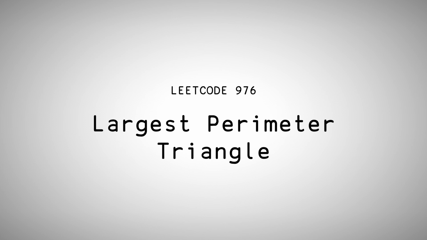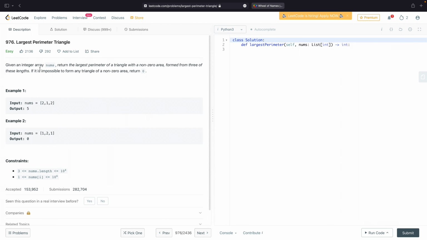Today we are doing the largest perimeter triangle problem. Given an integer array nums, return the largest perimeter of a triangle with a non-zero area formed from 3 of these lengths. If it is impossible to form any triangle of a non-zero area, return 0. So they've given us the lengths 2, 1, 2. Obviously, if you add those up, you get a perimeter of 5. The trick is whether you can form such a triangle.